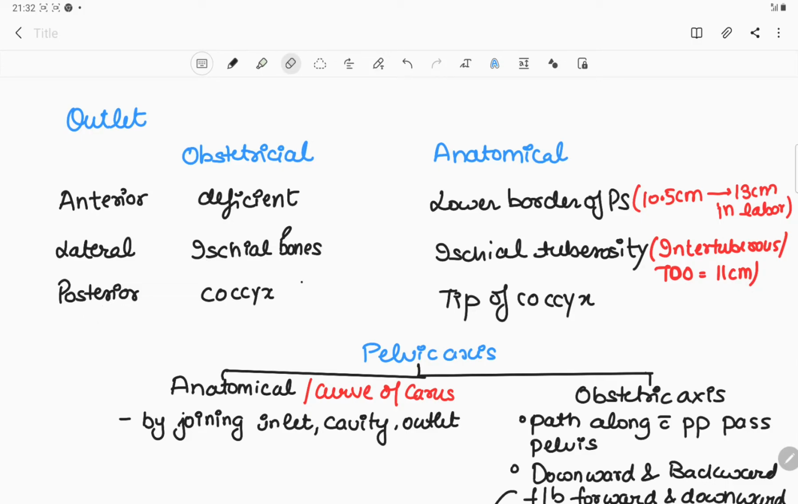Anatomical outlet is anteriorly bounded by lower border of pubic symphysis, laterally by ischial tuberosity and posteriorly by tip of coccyx. Then AP diameter of anatomical outlet is 10.5 centimeter. It increases to 13 centimeter in labor because fetal head pushes the coccyx by 2.5 centimeter. Then transverse diameter, that is intertuberous or transverse diameter of outlet, measures about 11 centimeter.